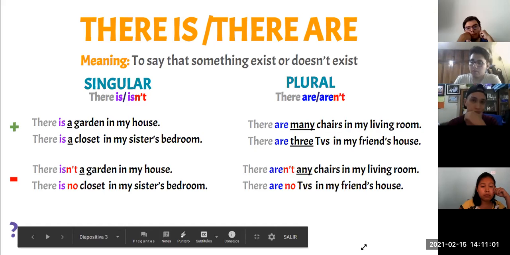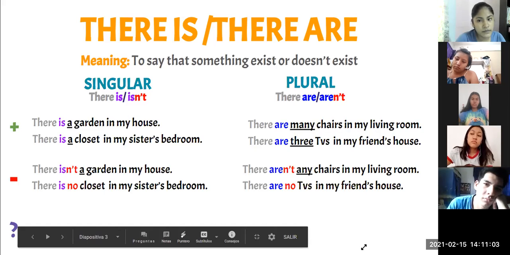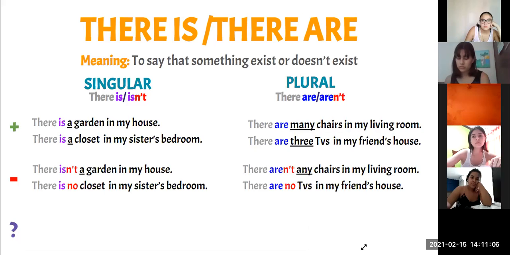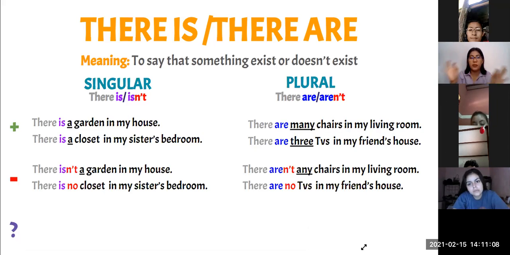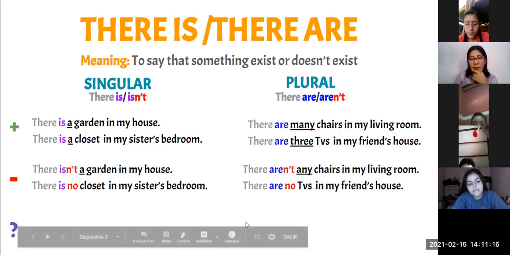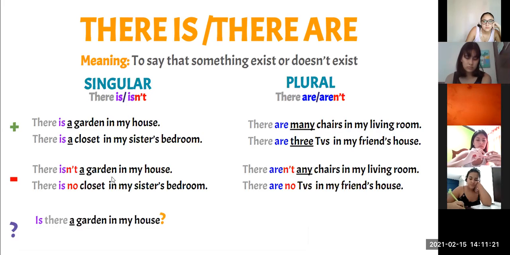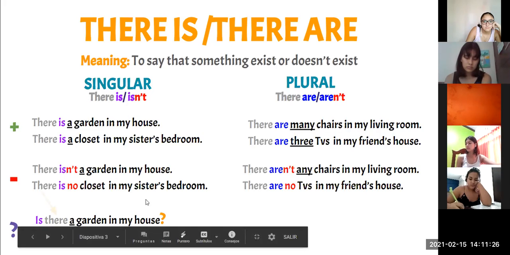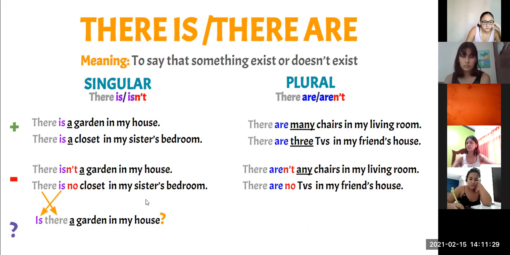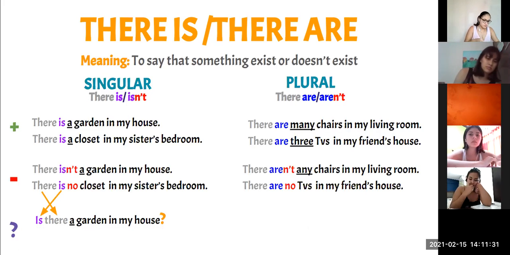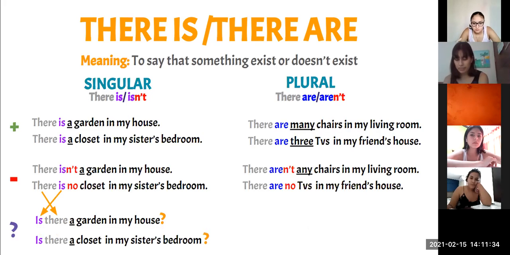Is there a garden in my house? Again, please. Is there a garden in my house? Yes. So we have to interchange, right? We have to change the position of the verb to be and place it at the beginning of the question, right? Okay, very good. So, for example, is there a garden in my house? So we change the position of the verb to be, right? And there. So we change the position. And we can say too, is there a closet in my sister's bedroom?